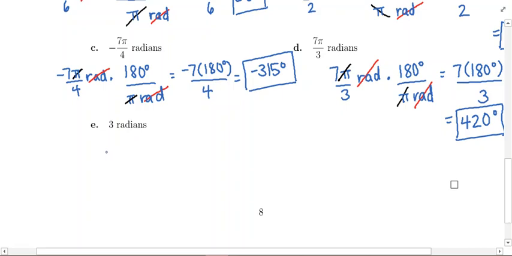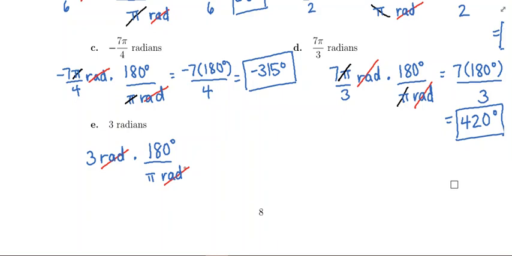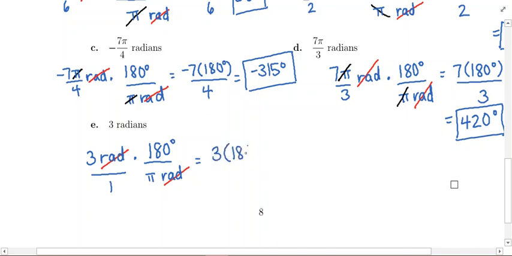You're still going to do this the same way. If you have 3 radians, you need to multiply it by the conversion factor, which is 180 degrees over pi radians. Same thing: radians cancel, but the pi's don't cancel here because the 3 did not come with a pi. The number 3 is different than the number 3 times pi. 3 is over 1, so just multiply across the top and across the bottom. This is going to be 3 times 180 degrees divided by 1 times pi, which is just pi.